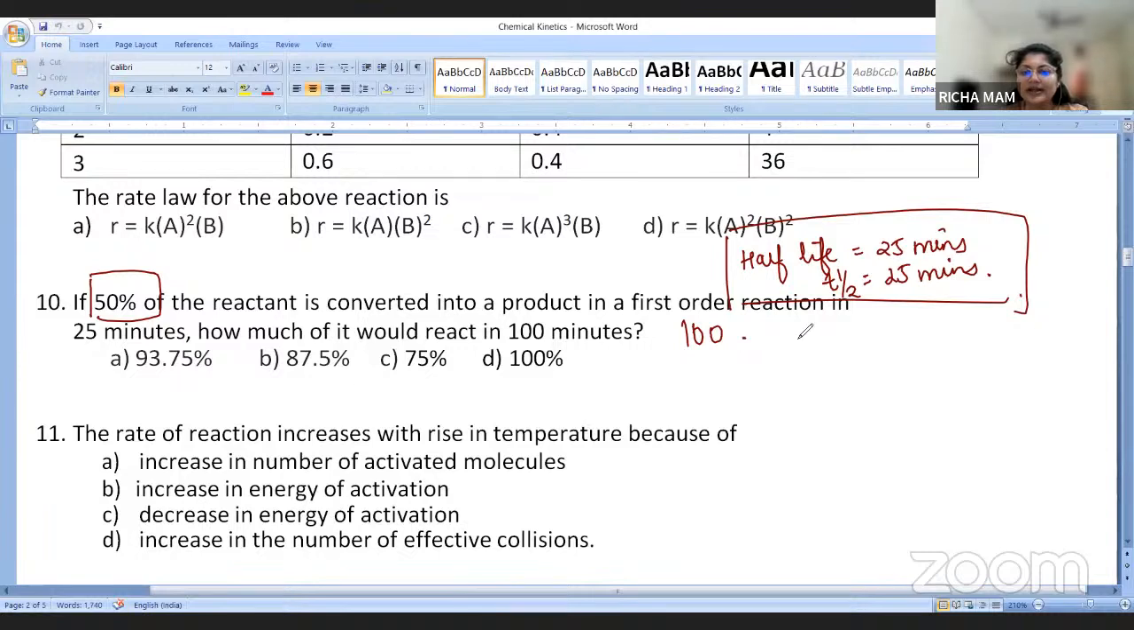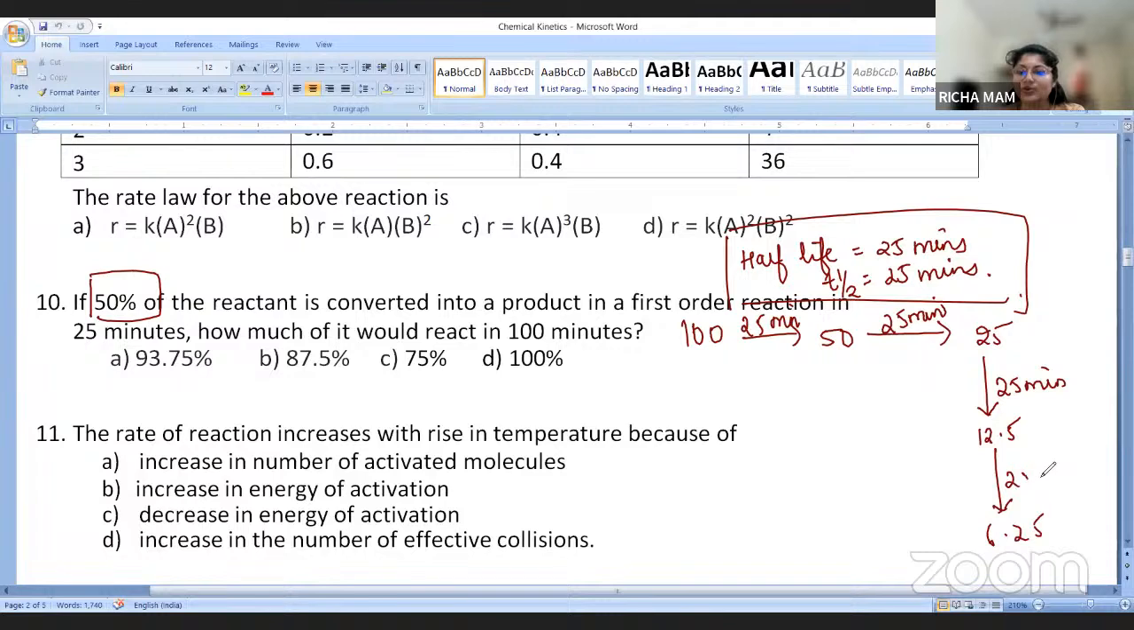Now from 100 to convert into 50, it has taken 25 minutes. Now 50 to again convert into 25, again it will take 25 minutes. Again from 25, its half is 12.5, it will take 25 minutes. Then again 12.5 to 6.25, it will take 25 minutes. So how much is remaining?